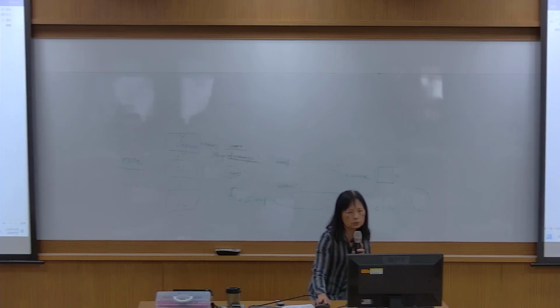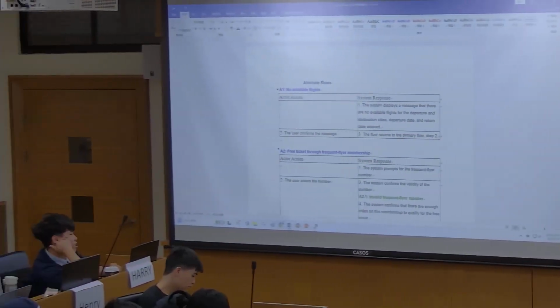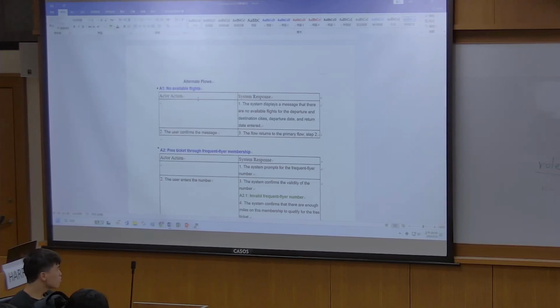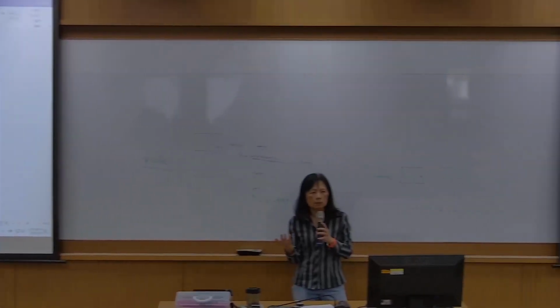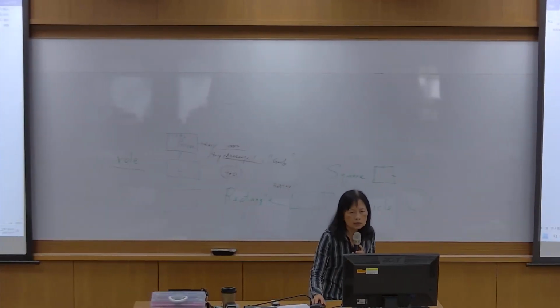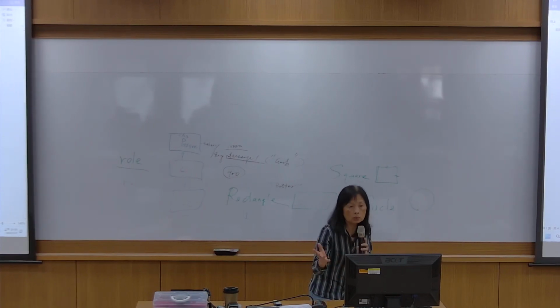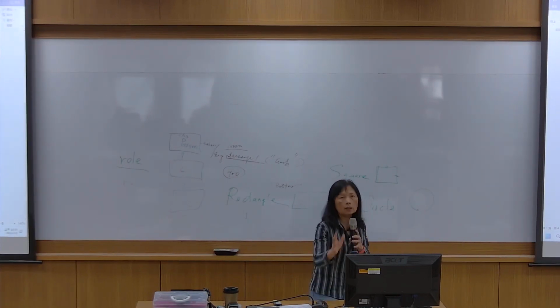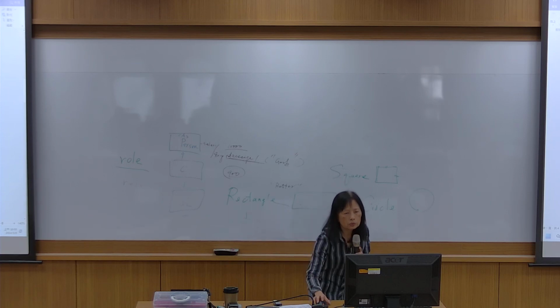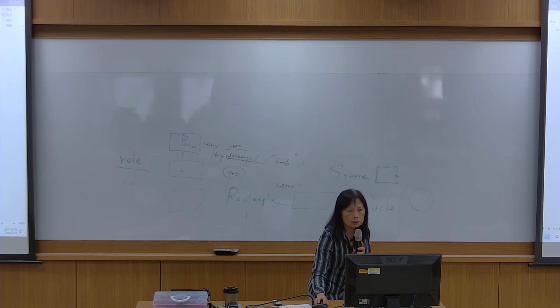So let's go to alternates. When it's an alternate flow, it's A1. Here, the system will respond that we don't have it yet, and the user understands that and we go to step 2, then the user is going to select again, to choose again. That's how they communicate.